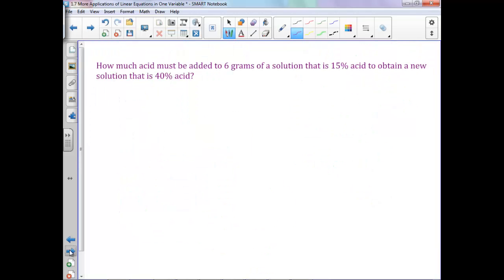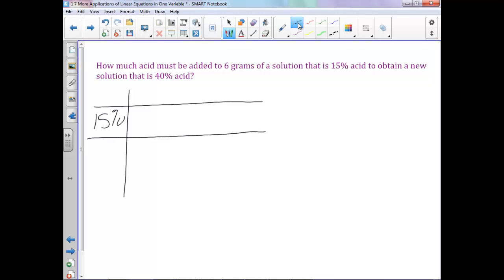And this last one is another mixture problem. This time you're actually mixing two things together like we did with our nuts. Start with our chart, the things we're mixing. We have a solution that's 15%. We're mixing the pure acid to it. We want to end up with a 40% solution.